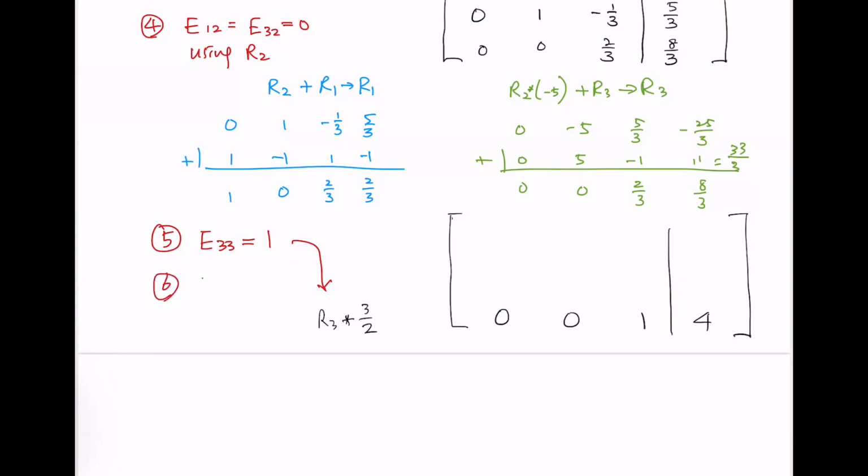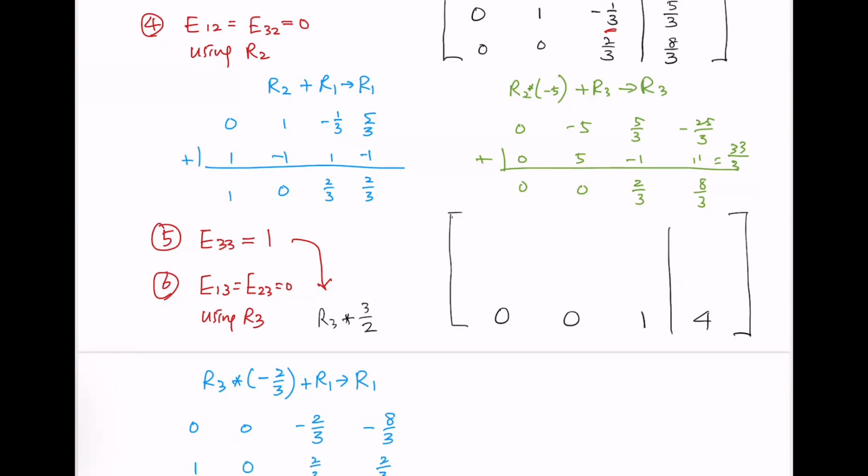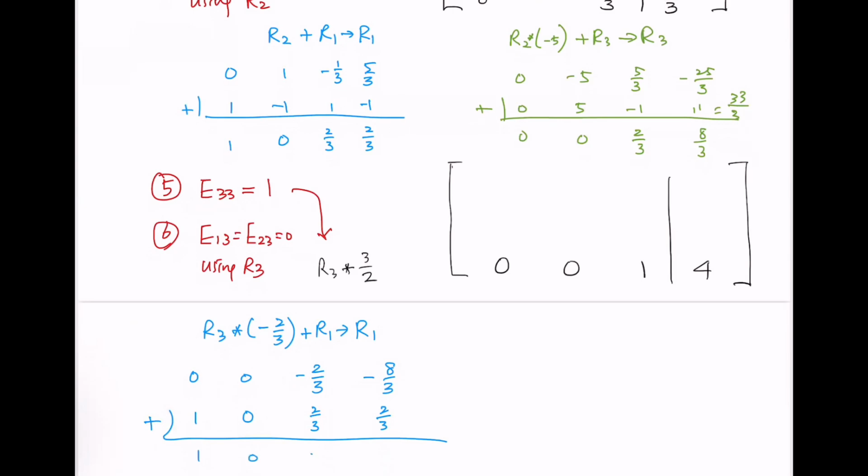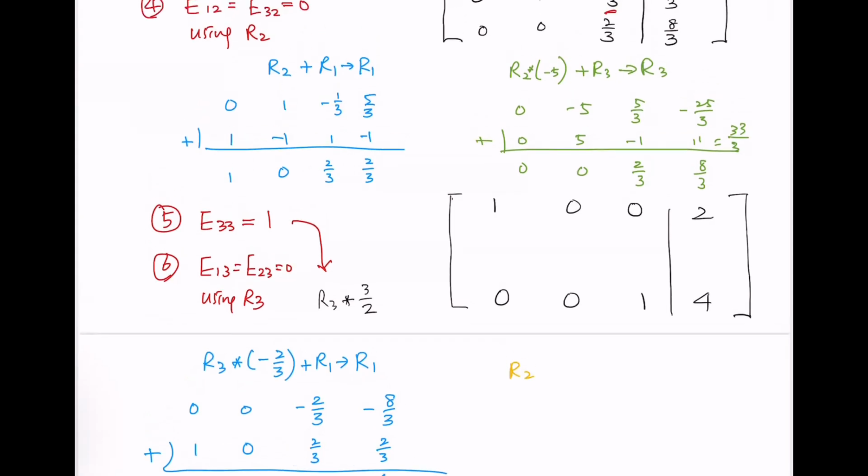And then step number 6, E1,3 and element 2,3, we want to make those all 0. So this guy and this guy. So we have R3 times negative 2 over 3, and then add R1, put it back to R1. We have 0, 0, negative 2 over 3, and negative 8 over 3. And R1, we have 1, 0, 2 over 3, 2 over 3, and we add: 1, 0, 0, 6 over 3.